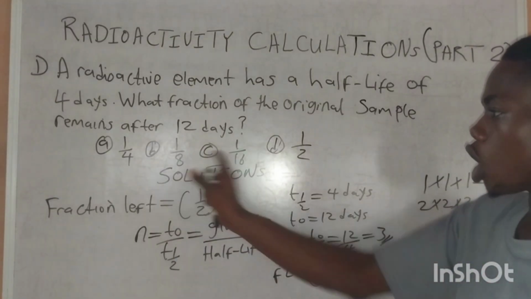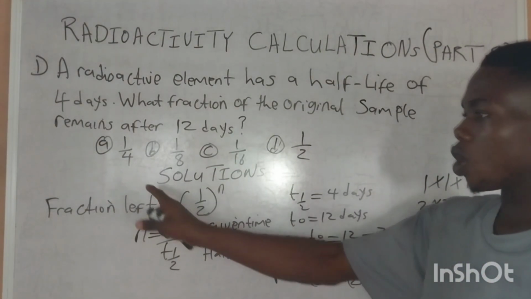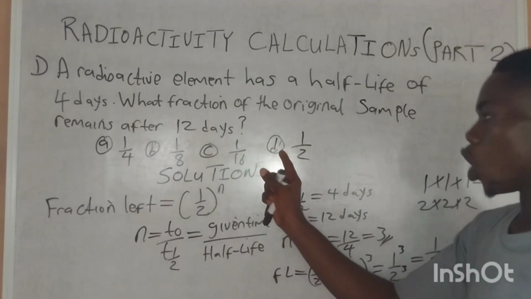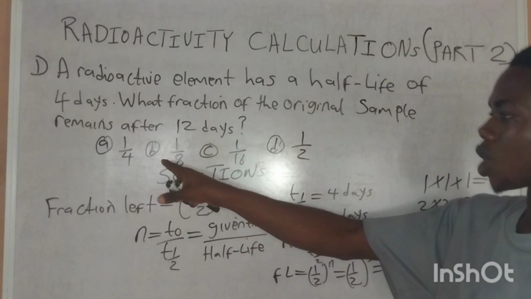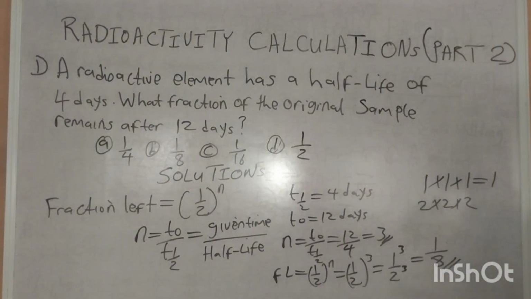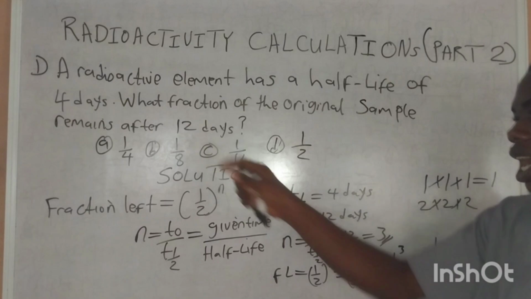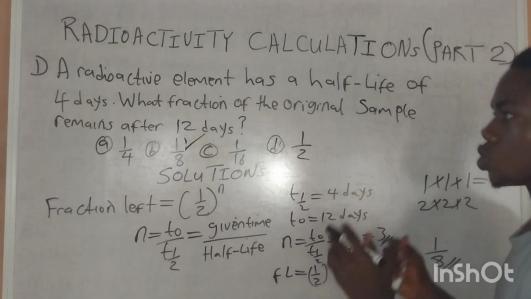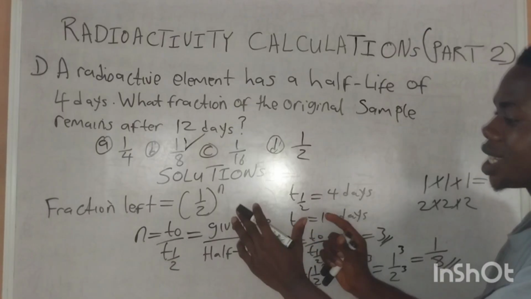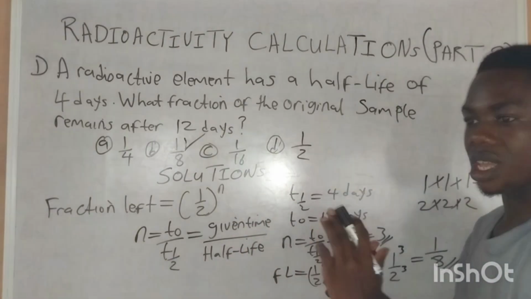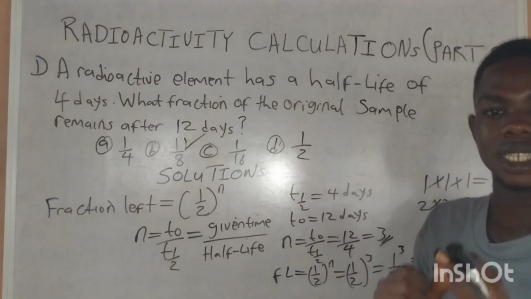Now, of course, we will give you options. Option A says 1 over 4. Option B says 1 over 8. Option C says 1 over 16. Option D says 1 over 2. And of course, option B is the correct answer, 1 over 8. So option B was the correct answer to this particular question. Please take note of this formula for calculating fraction left. So let's move to the next practice question.